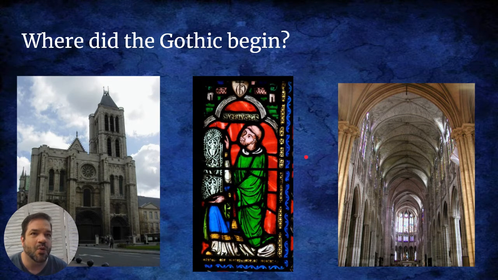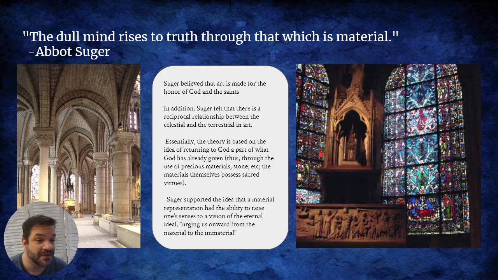So he wants you to walk into a space, Abbot Suger, he wants you to walk into this space and immediately be transported to the heavenly realm. He wants you to be overcome with emotion. He wants you to feel the presence of God. So Gothic is a very emotional style. Okay. The dull mind rises to truth through that which is material. That's what he says. So through matter, we can touch the divine. And a beautiful sentiment. Okay.